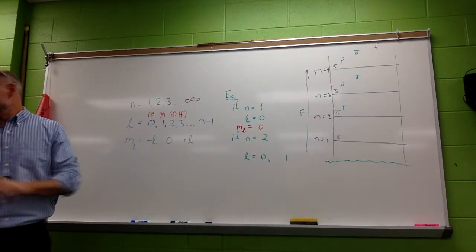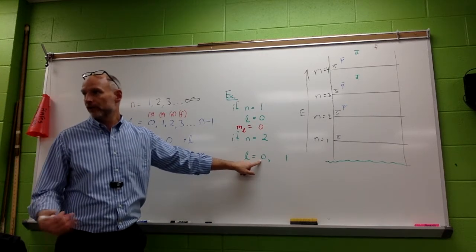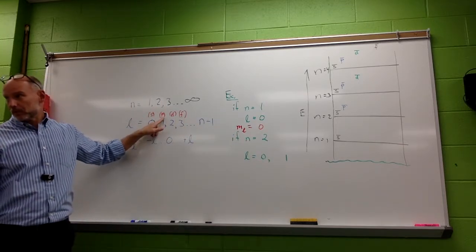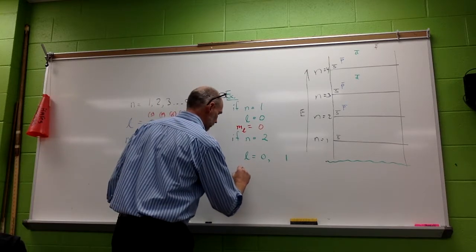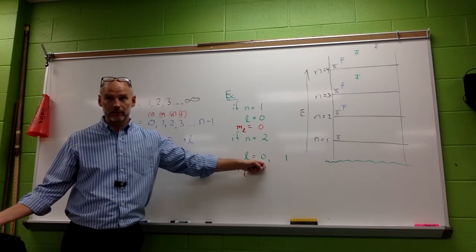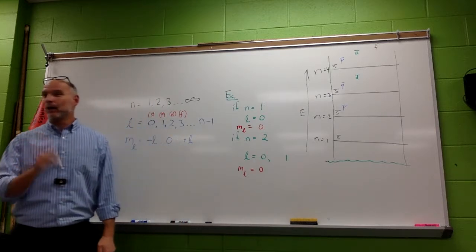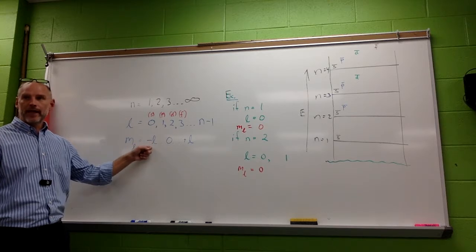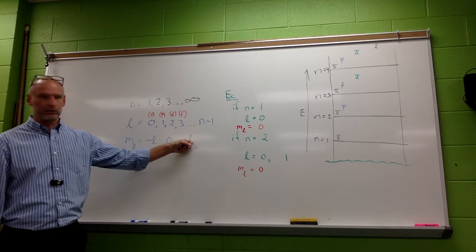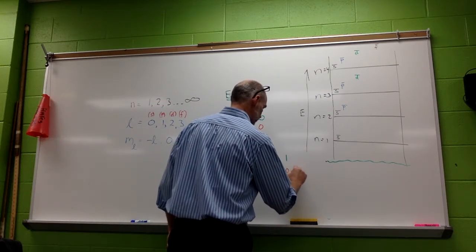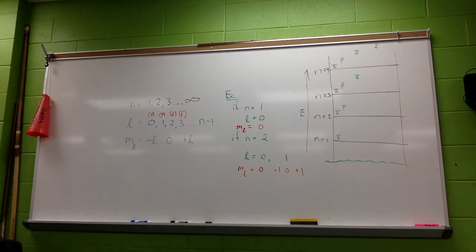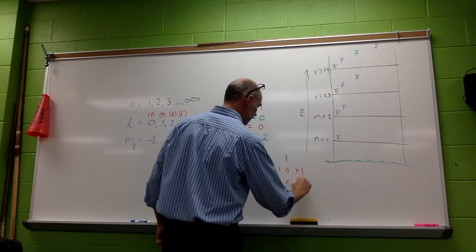However, if n equals 2, what are my possible values for L? 0, which is an s orbital, and 1, which is a p orbital, right? What are my values for m sub L? Well, at L of 0, the only thing I can have is a 0. But at L of 1, what are my possible values for m sub L? Negative 1, 0, to positive 1. Or, to put this in perspective, that's the p orbital, right? How many different p orbitals are represented on the top of page 110 there? 3. One of them is aligned along the x, one along the y, and one along the z. x, y, z.